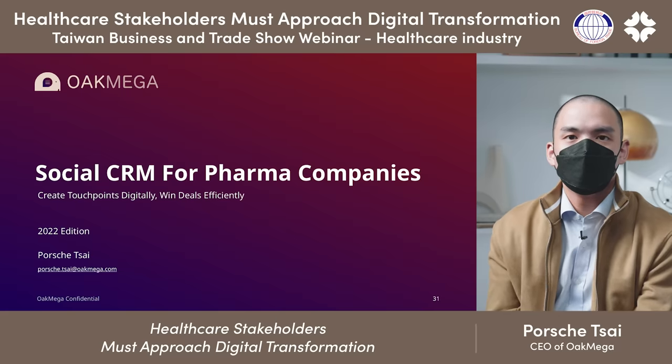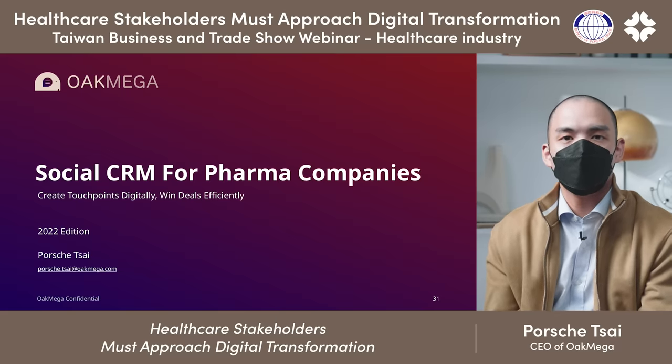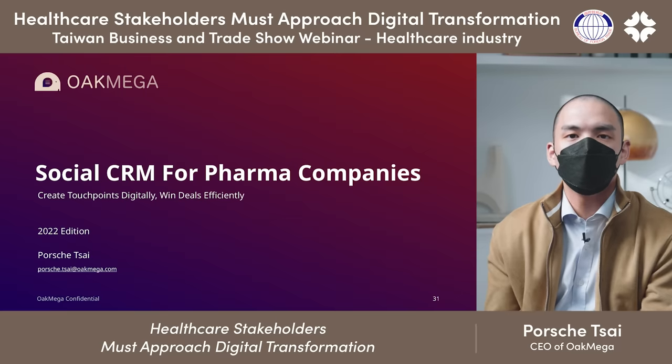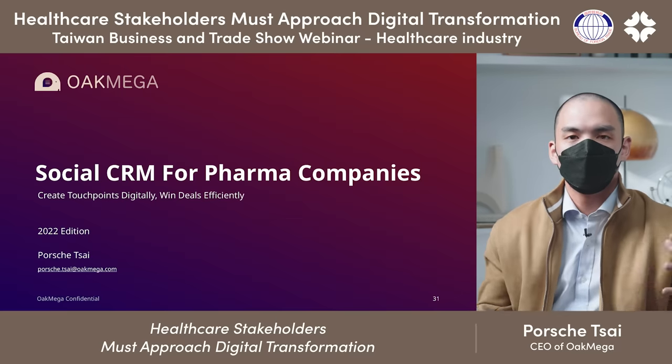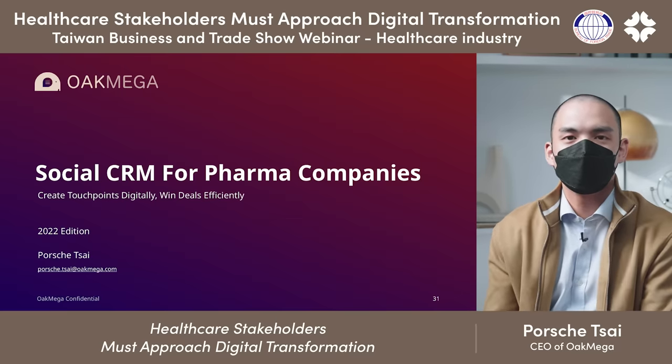Under COVID, we are facing lots of uncertainties. People are separated, families are broken. So OakMega develops social CRM. We want to bond everyone closer. We want to build relationships from offline to online and make the world a better place.